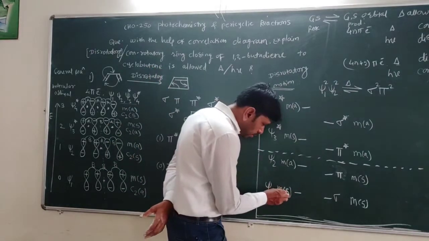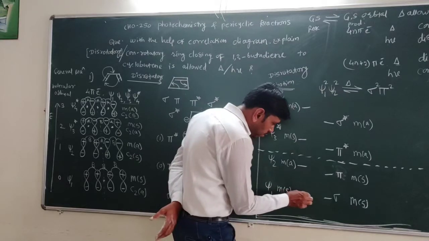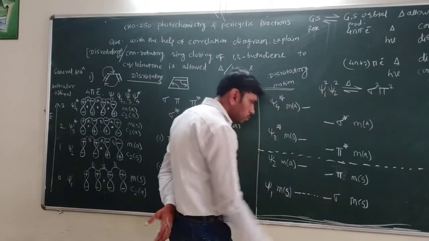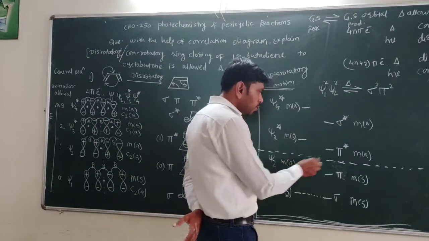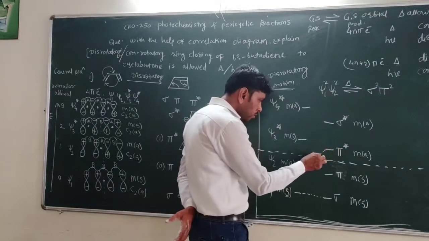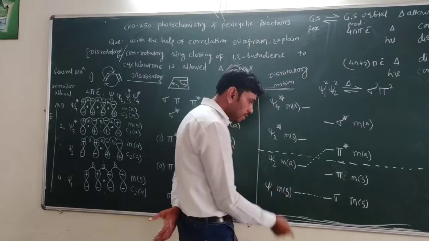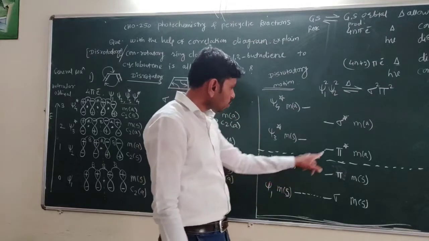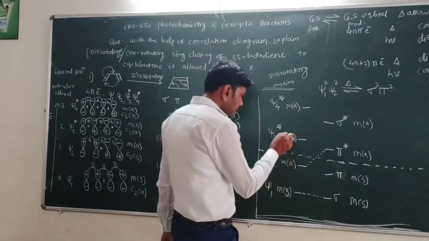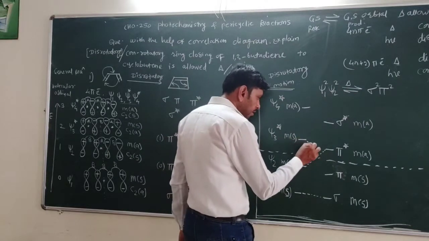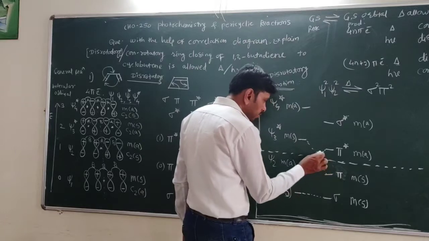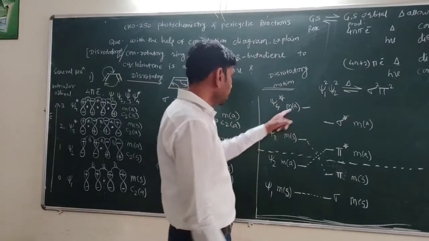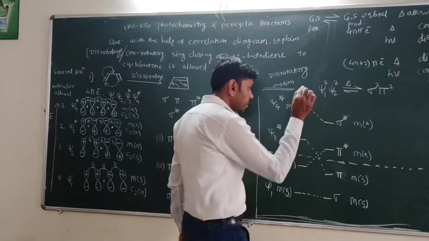So this symmetric orbital must be correlated with symmetric. Second, asymmetric should be correlated with asymmetric. Now here symmetric is there, so asymmetric should be correlated with asymmetric. Now here this symmetric is correlated with symmetric. Okay, and here asymmetric should be correlated with asymmetric.